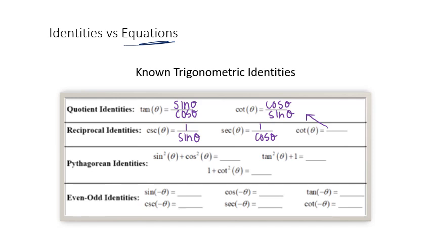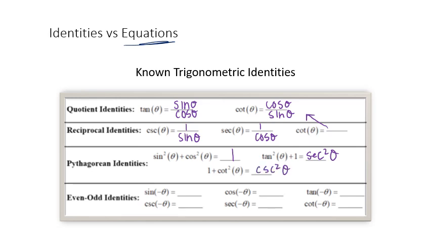All right. We also know the Pythagorean identities. So we know that sine squared plus cosine squared equals 1. We know that tangent squared plus 1 equals secant squared theta. And we know that 1 plus cotangent squared theta equals cosecant squared theta.